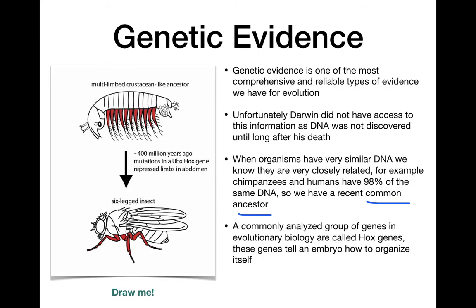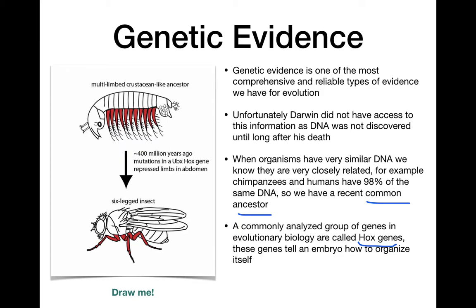Okay, a very common group of genes to be analyzed between different species, when we're looking at genetic evidence for evolution, are called Hox genes, H-O-X. And Hox genes are genes that tell an embryo how to organize itself. So where the head is, where's the butt, where are the legs, how many of them are there, that kind of thing.